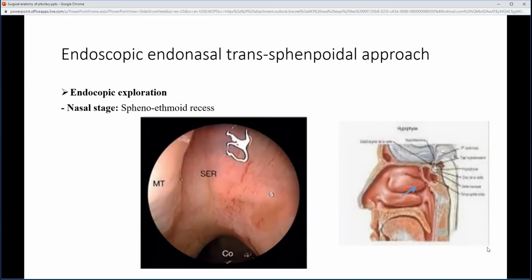So we have the sphenoethmoid recess, which is lateral medial to the middle turbinate with the nasal septum medially.